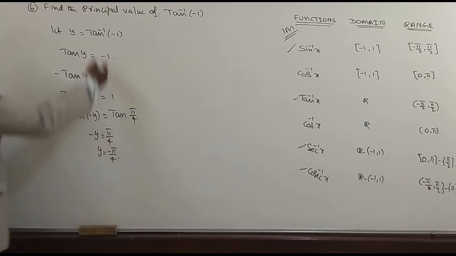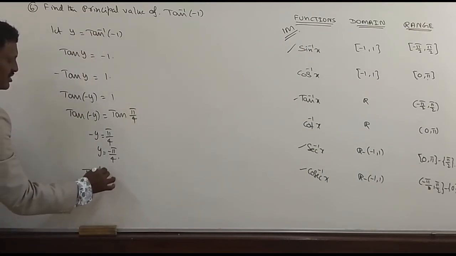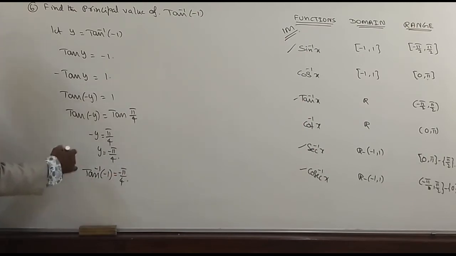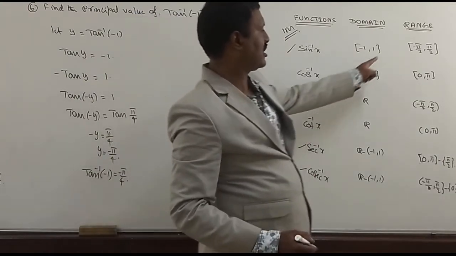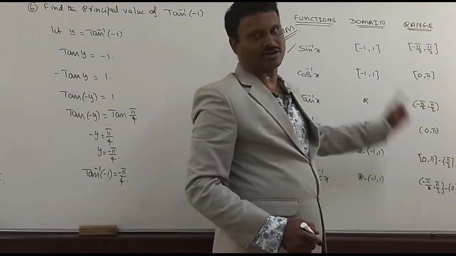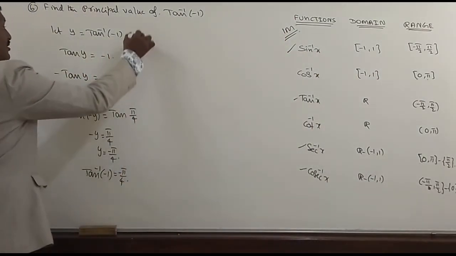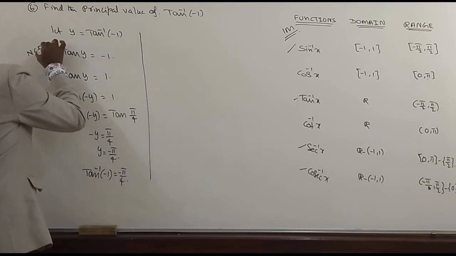Now what is y actually? Tan inverse of minus 1. So we can write tan inverse of minus 1 is equal to minus pi by 4. And after finishing, check whether it is there in the range of the function or not. If it is there, what you have done is correct, otherwise wrong. This is the NCERT textbook method.